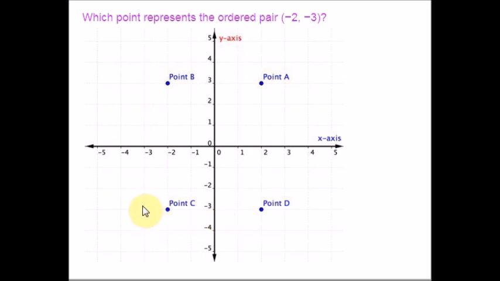So this is point B. Okay, now point D. Point D represents +2 and -3. So among these points you have to identify which point is representing this. So -2 and -3 both meet at point C. Point C represents the ordered pair -2, -3.